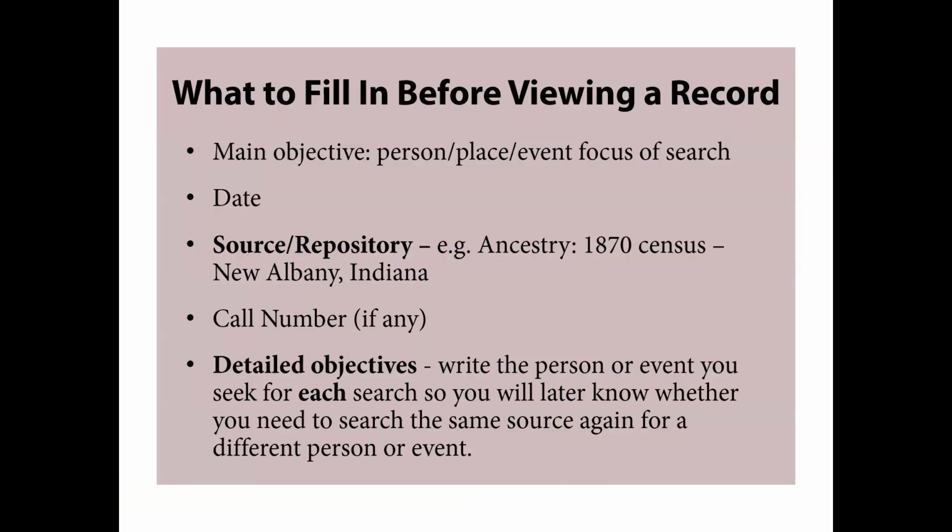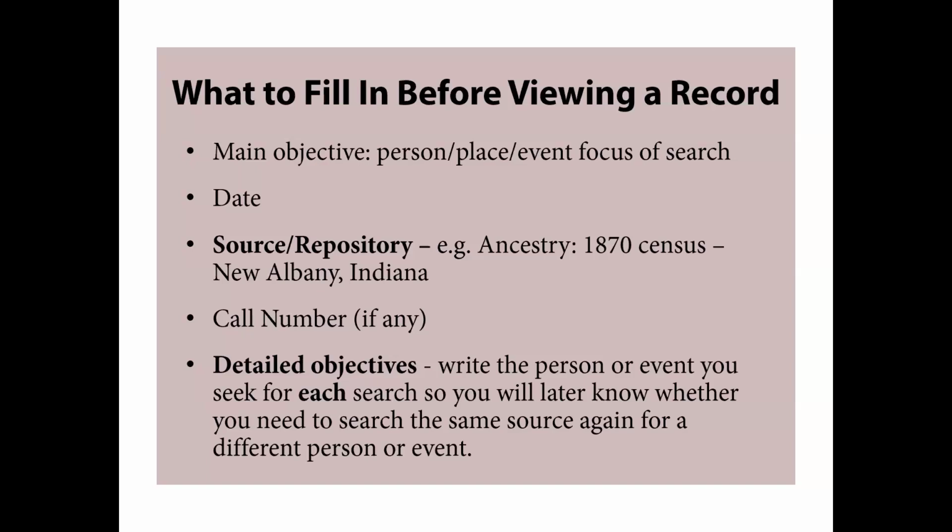What to fill in before viewing a record? Again, put in your main objective, the person, place, event, or focus of your research study. The date that you are going to visit, or to kind of maybe even create sort of a trip planner, if you will, or the date when you get there. You could put that in later. That way you remember when you last visited, because if you go to a repository, they may have added new things. The source of the repository, example, ancestry.com for the 1870 census, specifically New Albany, Indiana.